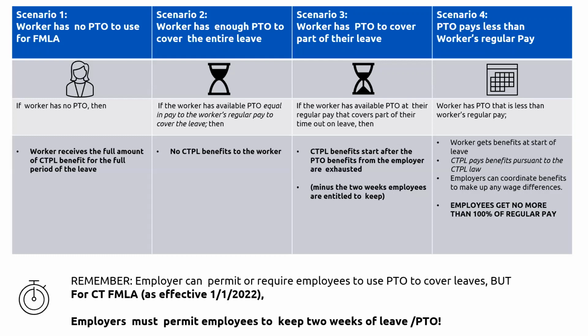Scenario number 3, the worker has PTO to cover part of their leave. They have some PTO. So the Connecticut paid leave benefits will start after the PTO has been exhausted from the employer. Scenario number 4, the PTO is less than the worker's regular pay. So there would be a coordination of benefits between the employer and Connecticut paid leave to make up any wage differences. Employees need to keep in mind they're never going to get more than 100% of regular pay.